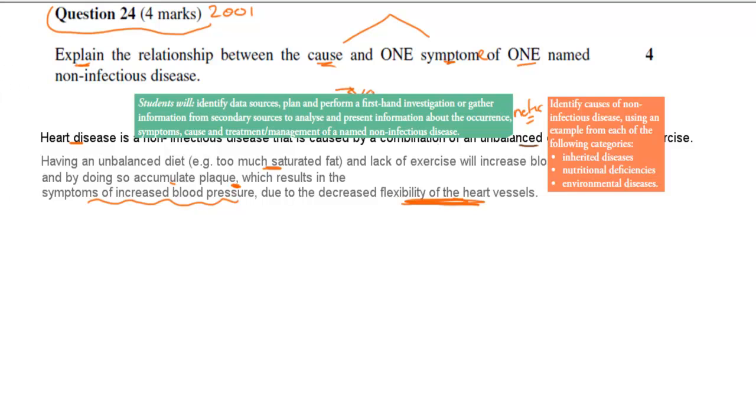Where did that question come from? It came mostly from this dot point: perform a first-hand investigation or gather information from secondary sources to analyse and present information about the occurrence, symptom, cause, treatment and management of a named non-infectious disease. So here we've got the symptom and the cause of a named non-infectious disease, and in this question we were just asked to link the two. How are they connected? The other dot point that's somewhat related is: identify causes of non-infectious diseases using examples of each of the categories. You could have chosen any of them, but you would have to link the symptom and the cause together. I hope that's useful.